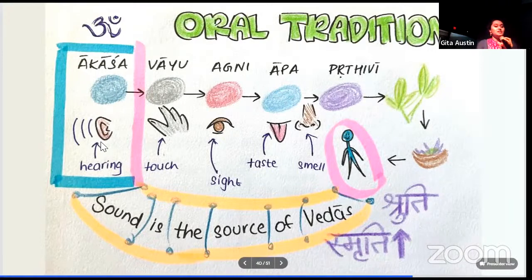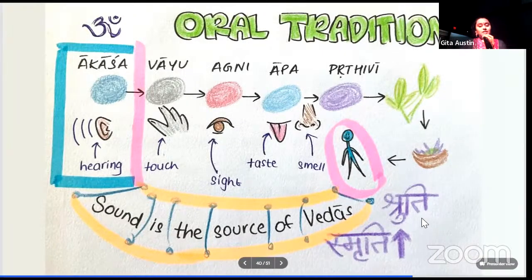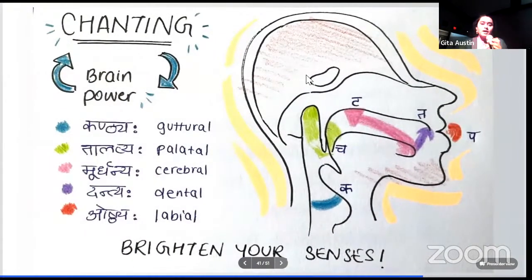And Akasha is connected to hearing. So from sound, you hear through the space. And from the space, you hear that is the sound. And your ears grasp it. So that's why Vedas are also called Shruti. Shruti is the best way to gain knowledge. And that's why it's called the oral tradition in India. And the power of chanting. If you have good brain power, you can chant better. And if you chant better, you have better brain power.